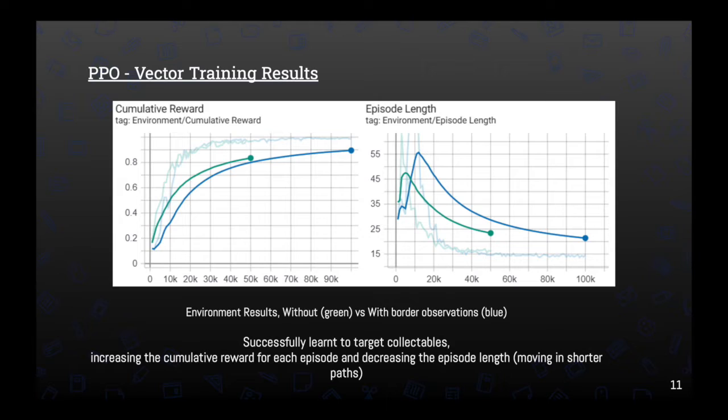In the x-axis of these graphs, we have the number of actions that the agent has taken during training. Meanwhile, in the y-axis, we have cumulative reward and episode length, respectively. Training consisted of a number of episodes, and each episode was defined to end either when the agent reached the collectible or it bumped into an obstacle. In fact, looking at the graphs, we see that the blue line representing with border observations is able to achieve a shorter episode length than without. This indicates that it was able to learn shorter paths.